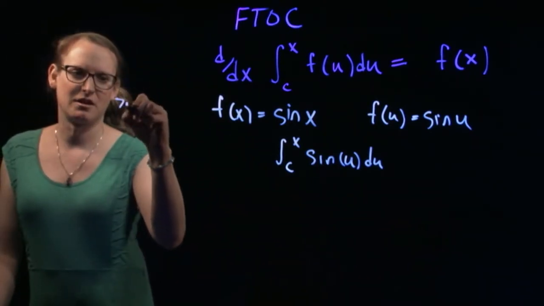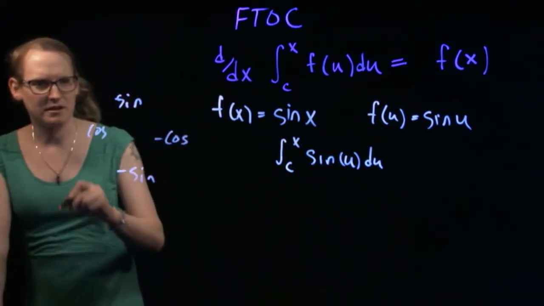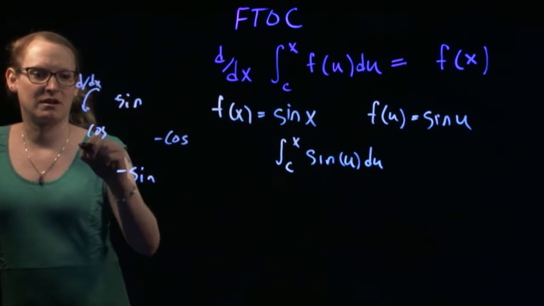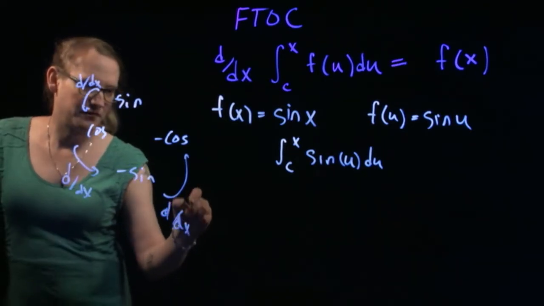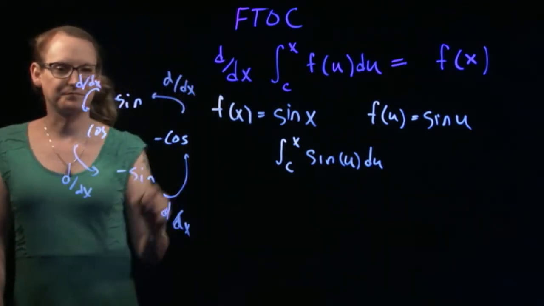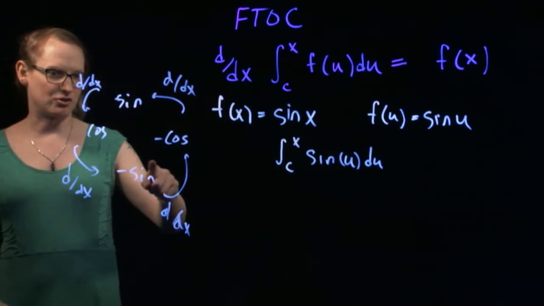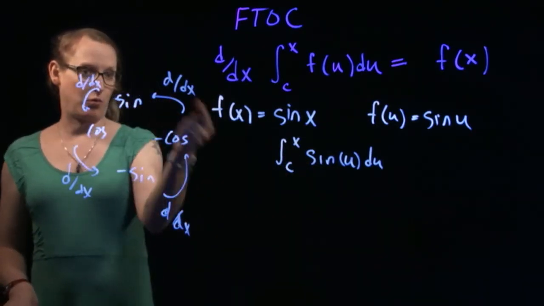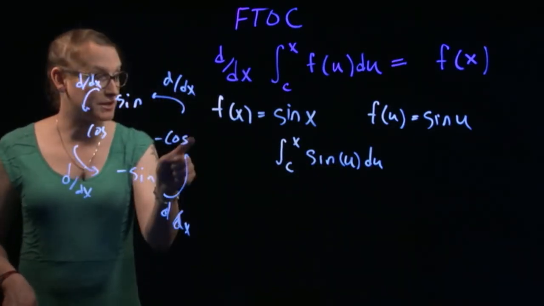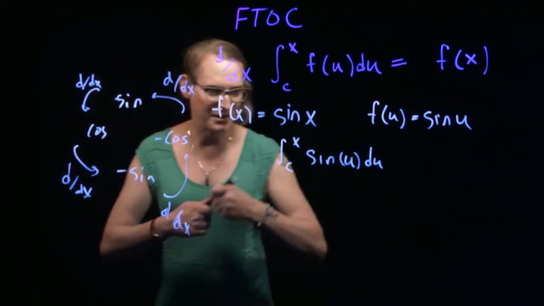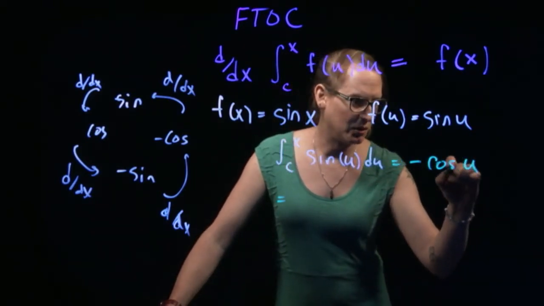Here, let's just put this down: sine, cosine, minus sine, minus cosine. This is the d/dx arrow. Following this outer arrow is me taking derivatives, so if I take derivatives, I go in this direction. Integration goes in the other direction. I have sine, and I want to get the antiderivative, so we're going to walk this arrow backwards. It must have been minus cosine. This thing here is equal to minus cosine of u.